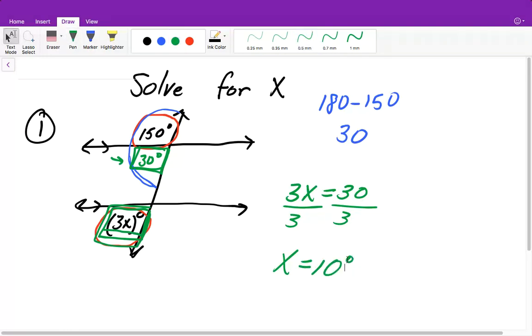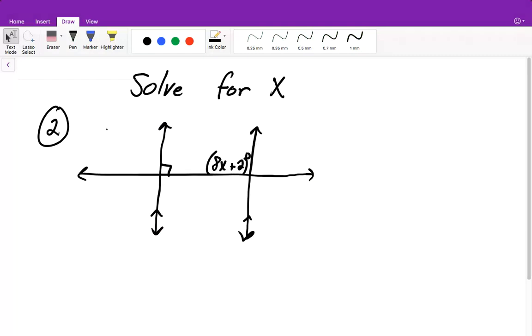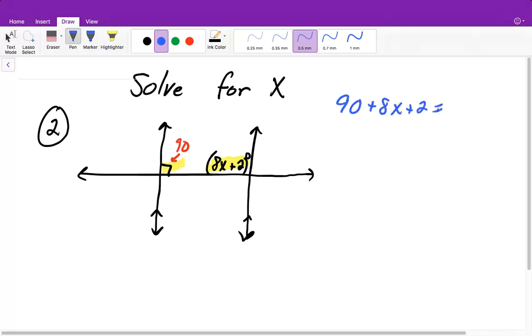Let's move on to number 2 now. For the second question, you have to solve for x, but in this case, you have to know what this symbol means. It means it's 90 degrees. So now we need to look at a relationship. What type of angles are these? These are same side interior angles, and we know same side interior angles are supplementary, or add to 180 degrees. So we would do 90 plus 8x plus 2 is equal to 180.